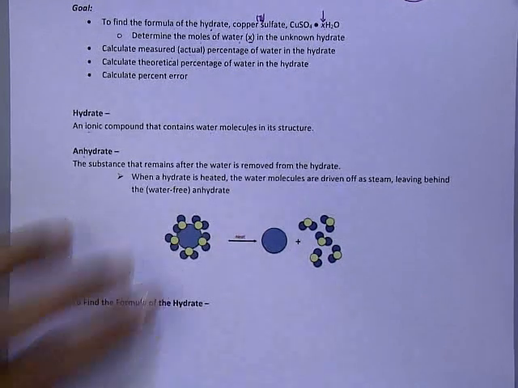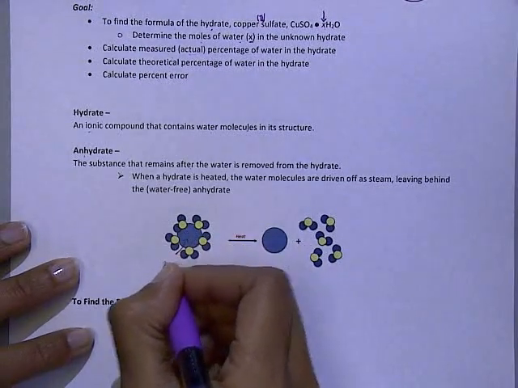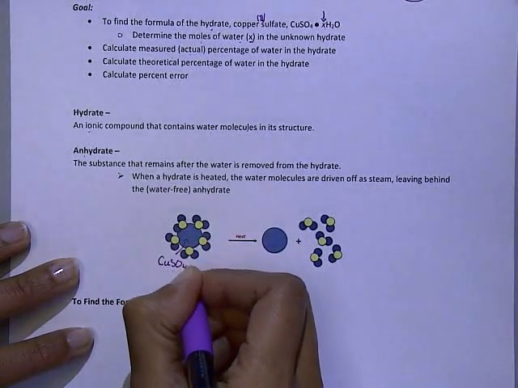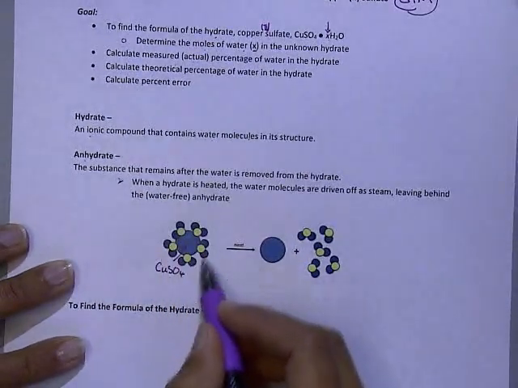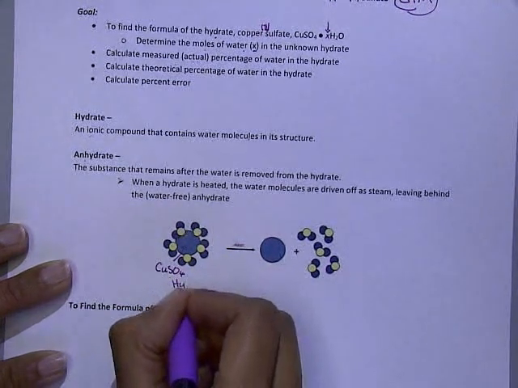So here's a great cartoon showing this illustration. We have, for example, here we'll pretend that this is the copper sulfate compound, and it's a hydrate, which means it's surrounded by water absorbed onto its surface. So this is our hydrate.